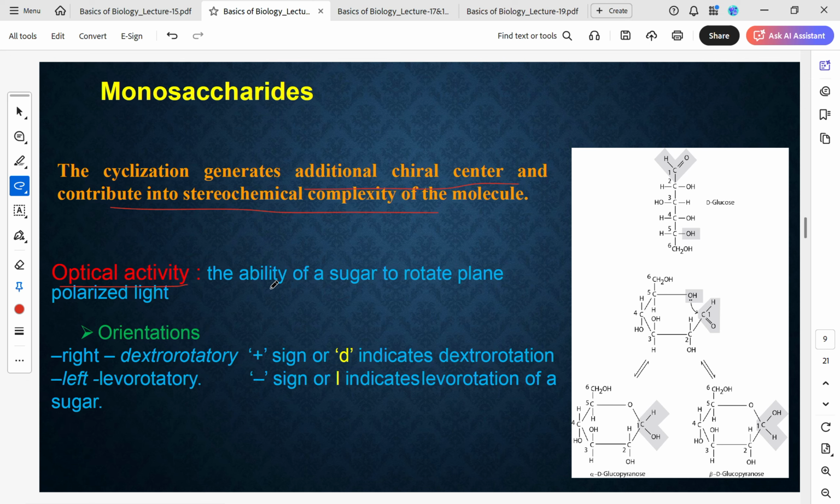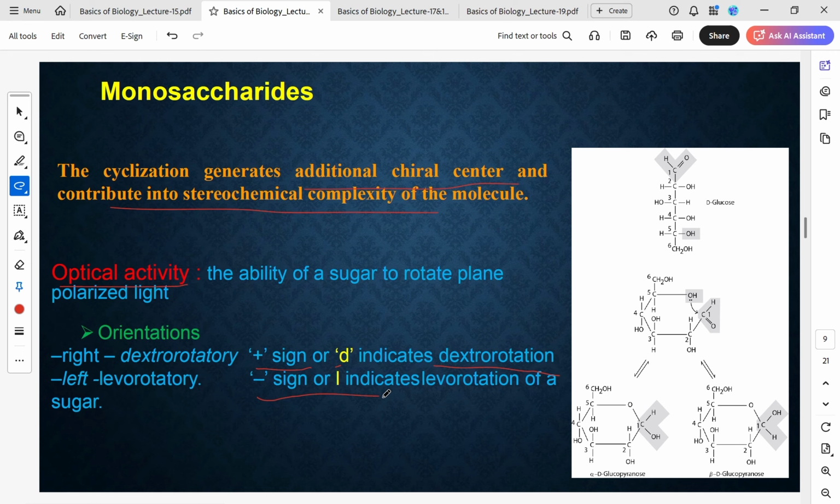If plane polarized light is shone on a solution of a particular sugar, depending upon the chirality, a detector placed beyond this sugar solution will give us an idea of how much the light has rotated. If it's a right rotation, a plus sign is put in front of the name, or D, which indicates a dextro rotation or right rotation. If it's a left rotation, then a minus sign or L.